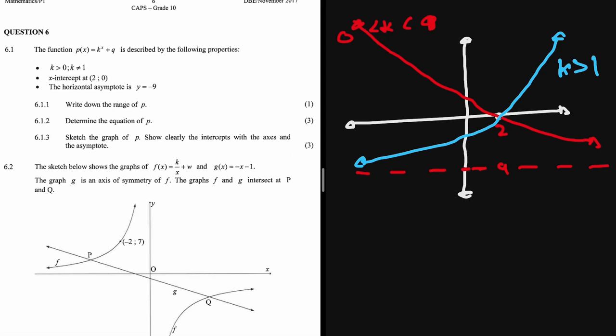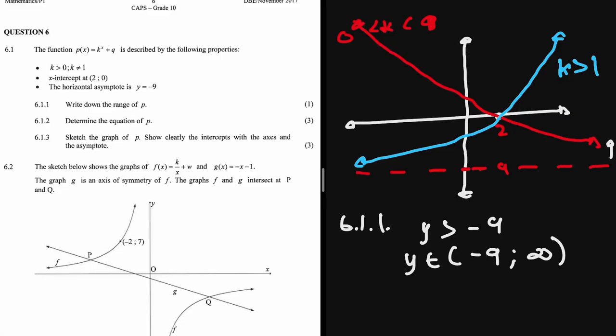So now, the question that follows here is 6.1.1. They say write down the range of p. So remember, we have to write down the range of p. We can clearly see p is going to be on top of our function because the value of a is positive. It's going to be on top of our asymptote. So if it's on top of our asymptote, the range is just y is greater than the value of the asymptote, which is -9 here. And you can also represent it to say y is an element from -9 to positive infinity.